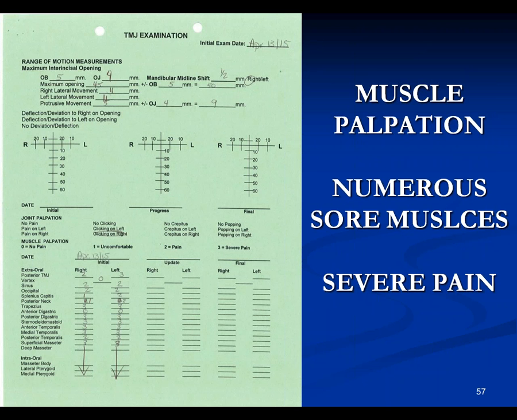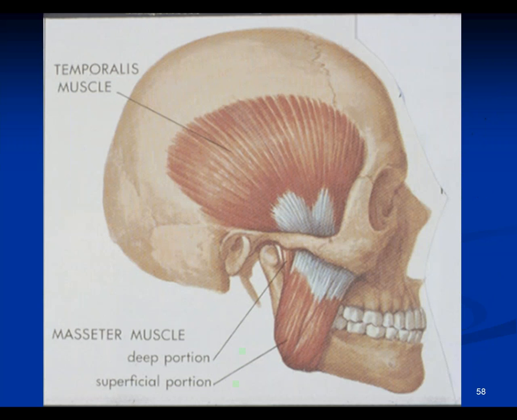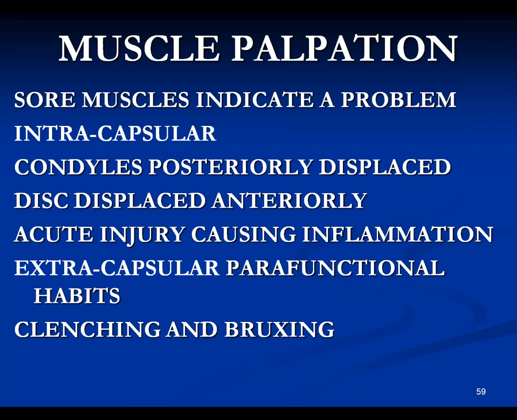Anyway, you can see it says here that severe pain is 3, and look at all the threes. Look at your chart and look at all the threes. I mean, she's in intense pain. Everywhere I touched her, she ached and winced. The temporalis, the masseter, and all these muscles were hurting a lot due to clenching and also the jaw being in the wrong position. So sore muscles indicate a problem.